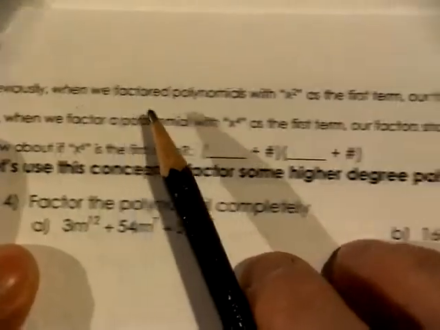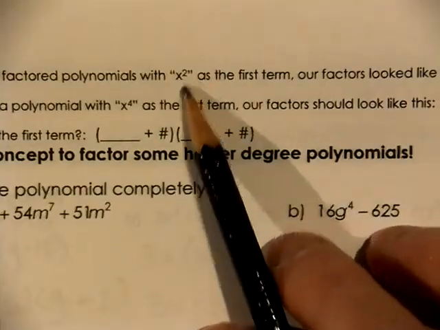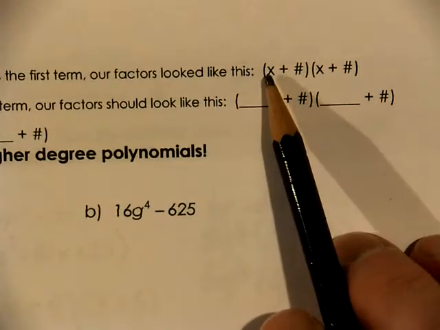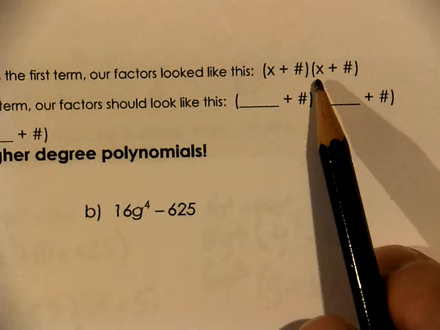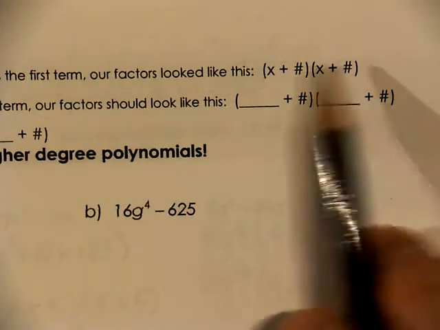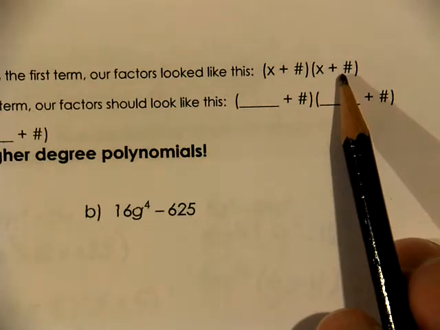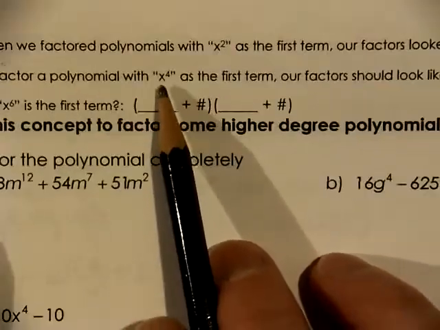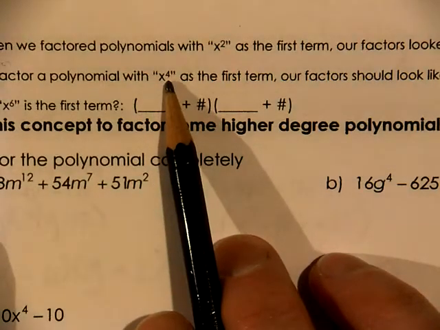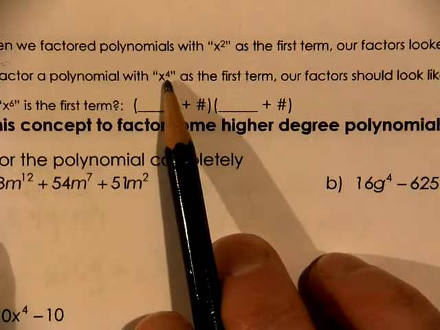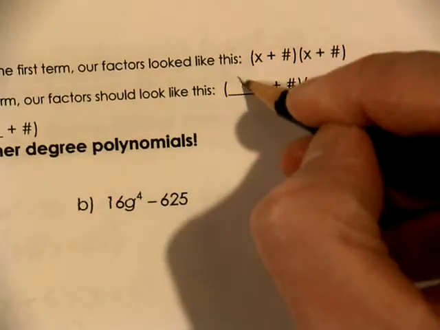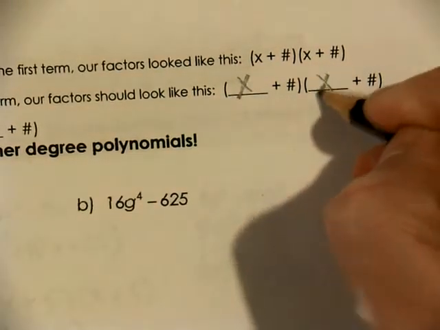Now previously, we have factored x squareds when they're in the first term, and the factors look like x plus a number and x plus another number. Often it's minus, but it all depends on what your numbers are. So when we factor the polynomials x to the fourth, we've never factored x to the fourth. We don't have any special rules for x to the fourth. So we're just going to factor like they're x squareds.